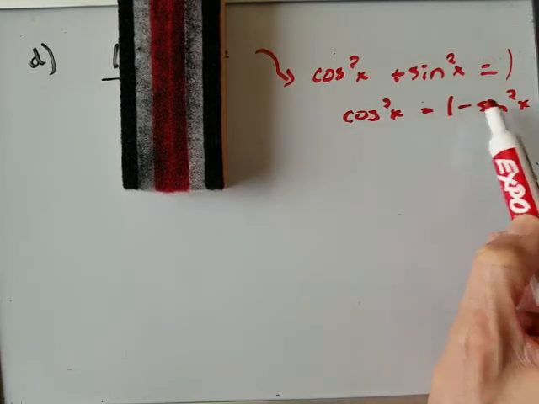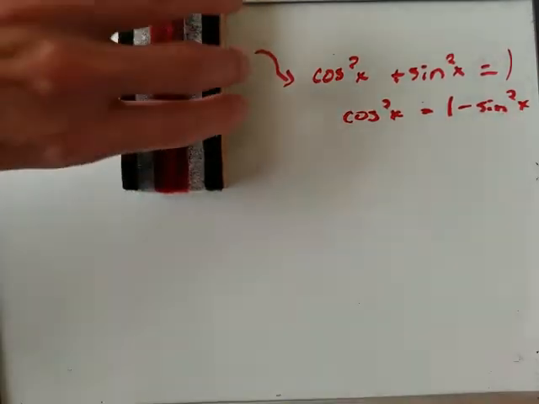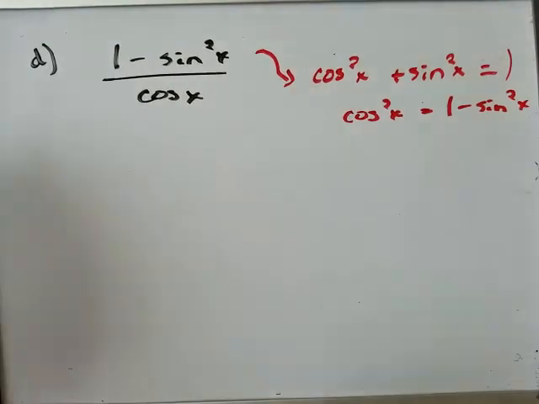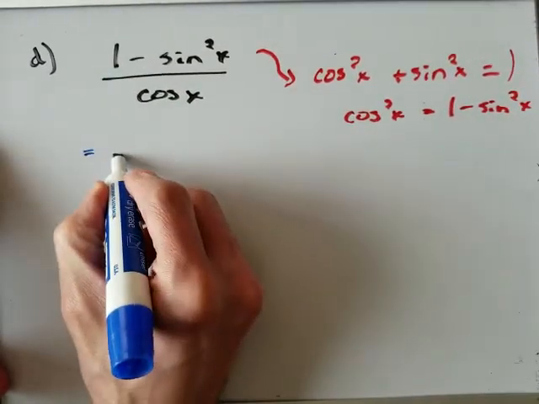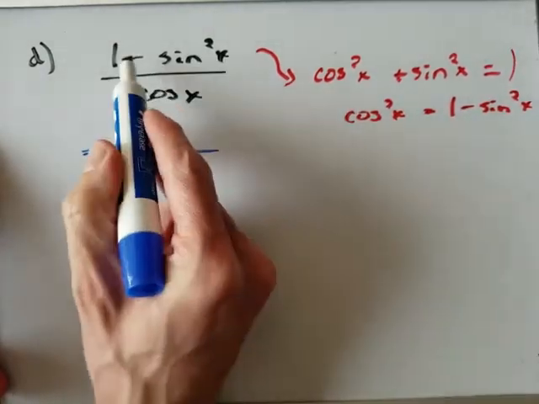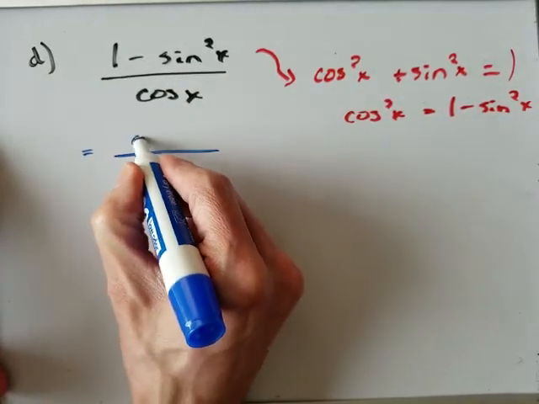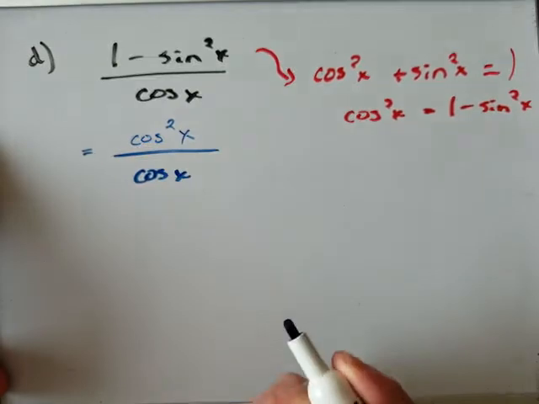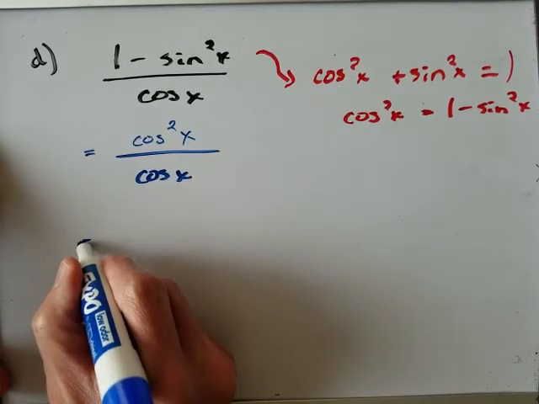Cosine squared is equal to this. It's replaceable by it. Now, here's then how this solution could go, and you weren't supposed to see this coming. The question has 1 minus sine squared divided by cosine. 1 minus sine squared is equal or replaceable by cosine squared. Now here's what we can then do.